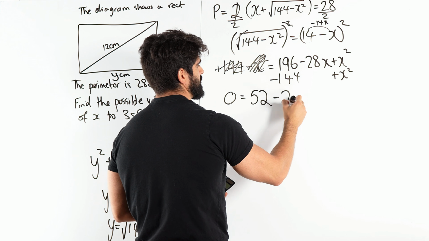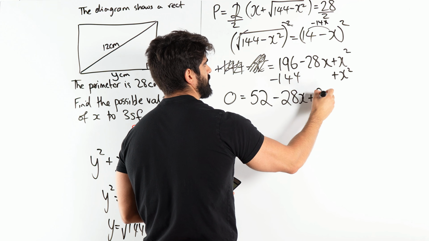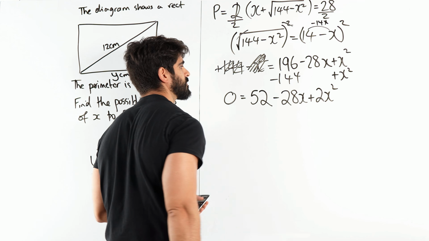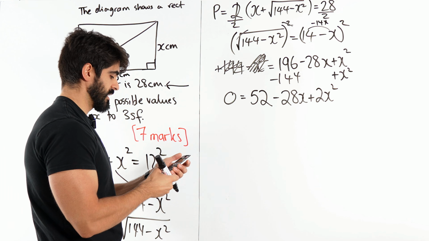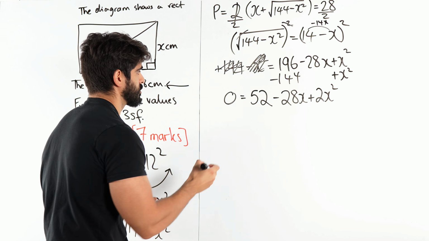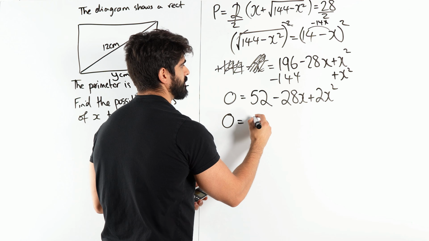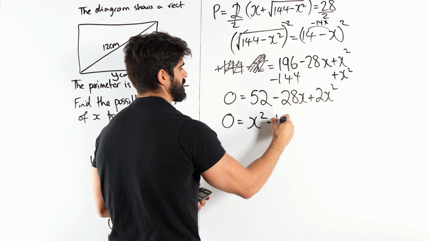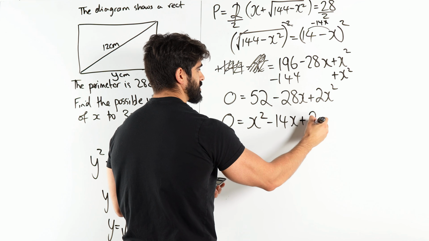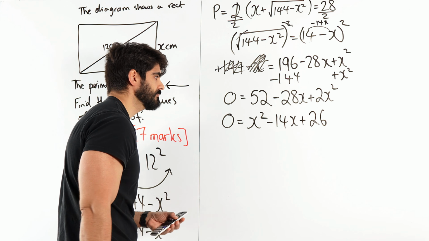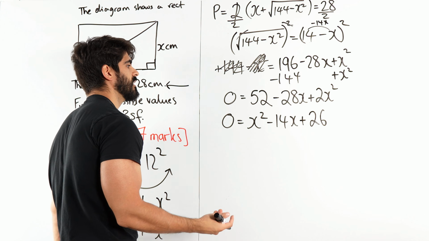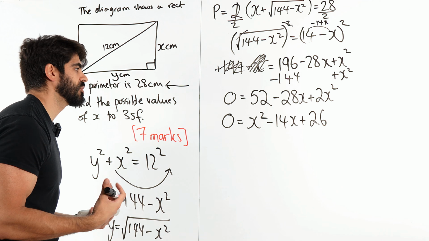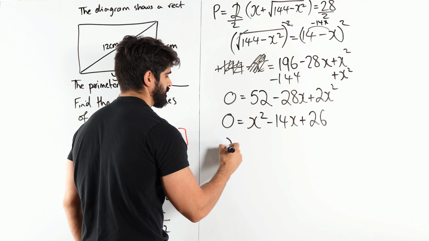Then we get minus 28x and 2x squared. It looks like we can divide by 2 there. We get 26. In fact, let me do that one first. So x squared minus 14x plus 26. Okay. And now here, because they said to 3SF, I'm assuming you can't factorize this. Let's just go with the quadratic formula.